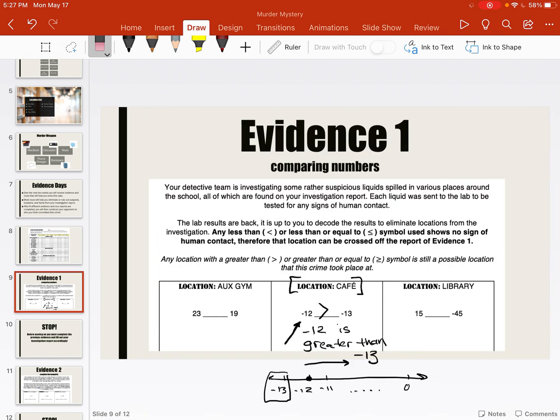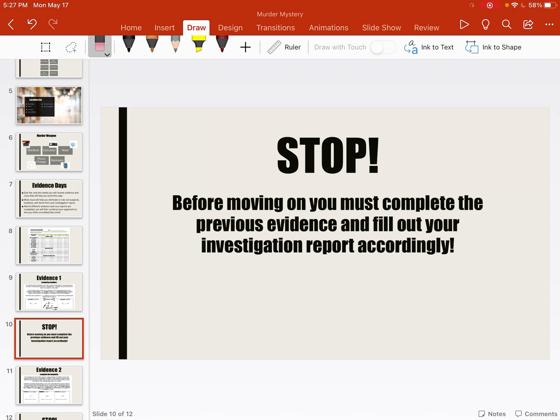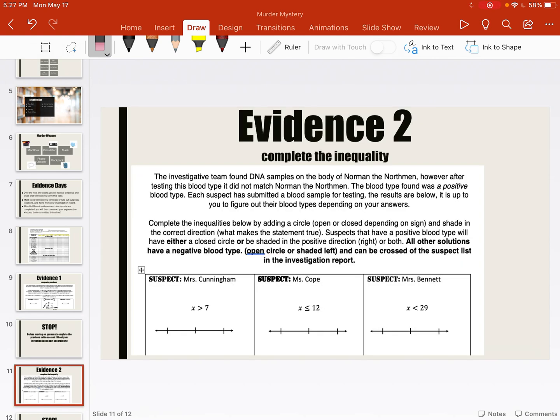But any of them that have a less than or equal to can be crossed off. There might be one, there might be more than one. It's just up to the evidence to decide. So that's evidence 1. And then today you're also going to be responsible for evidence 2. Before moving on, you need to complete the previous evidence and fill out your investigation report accordingly. It's important that you fill out that report because that keeps you going and narrows things down as you move on. So let's go ahead and look at evidence 2.